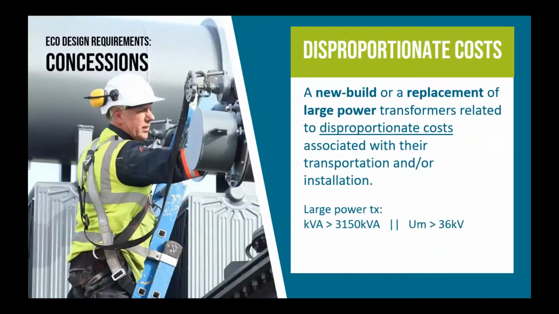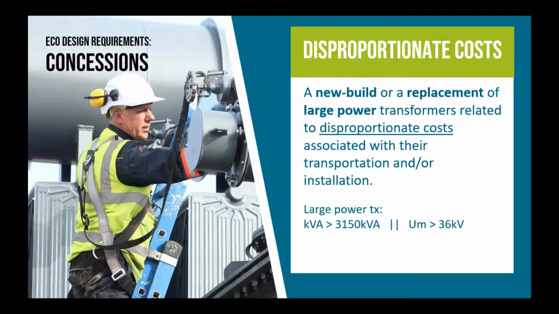Second case, it's the case of a new build or a replacement of a large power transformer related to disproportionate costs associated with their transportation and/or installation. The previous one only covers the replacements. This one covers new builds and replacements, and even if there aren't weight or space constraints, if there will be disproportionate costs when it comes to transportation or installation for big power transformers, then you are allowed to install Tier 1 after this date.